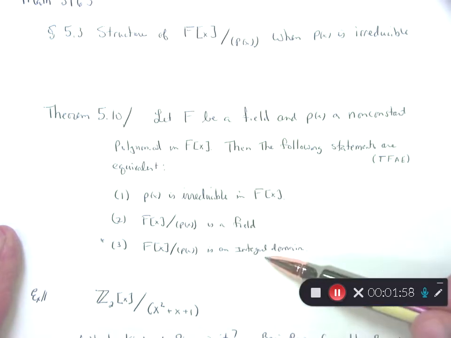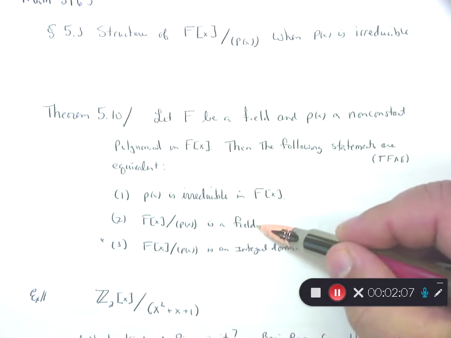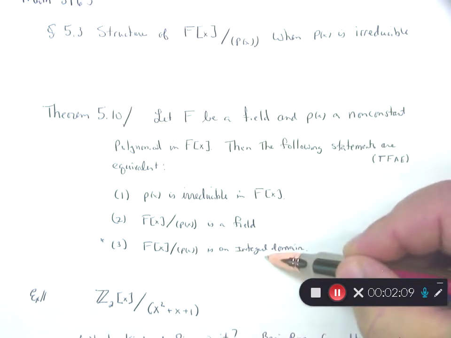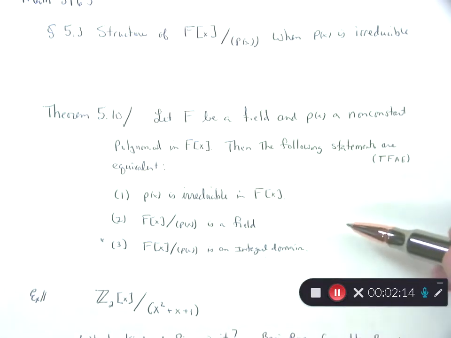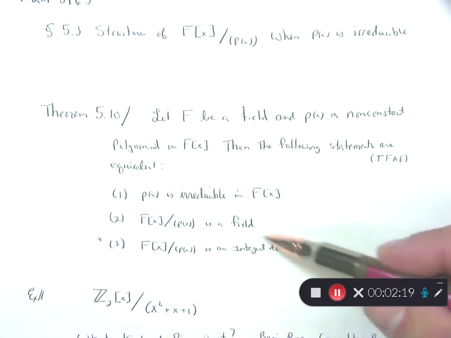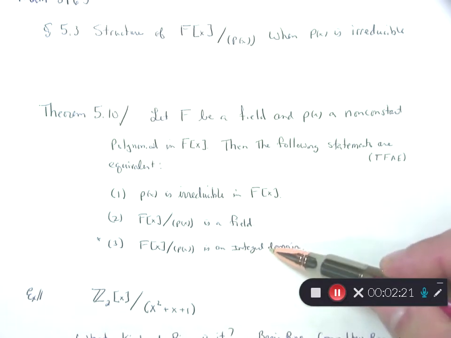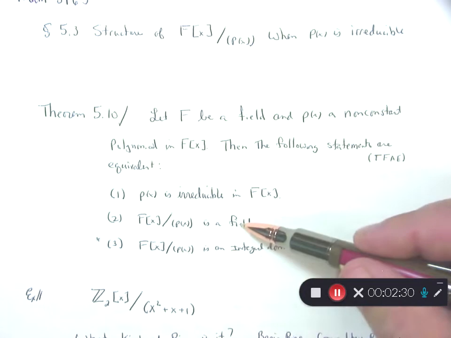Well, you got this third statement down here, and I'll put a little star by it. It says this: F adjoined x modded out by p of x is an integral domain. Well, duh. The fact is, if you got a field, you automatically got an integral domain. The definition of a field is an integral domain with all non-zero elements being units. But sometimes you want to look at these fields as integral domains. What's an integral domain? It's a commutative ring with identity with no zero divisors. So if you focus on the lack of zero divisors, you're focusing on the integral domain part of the field.